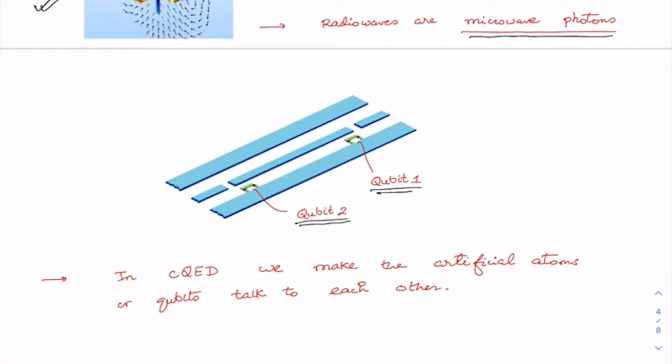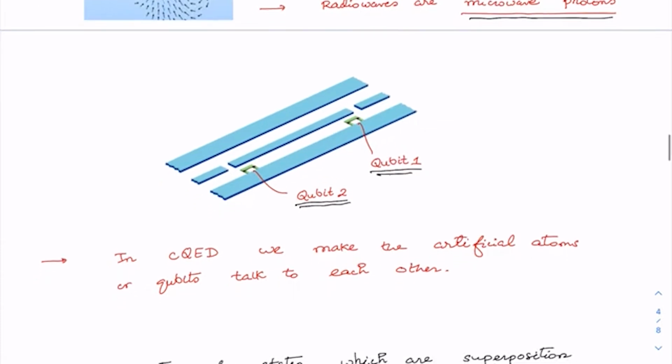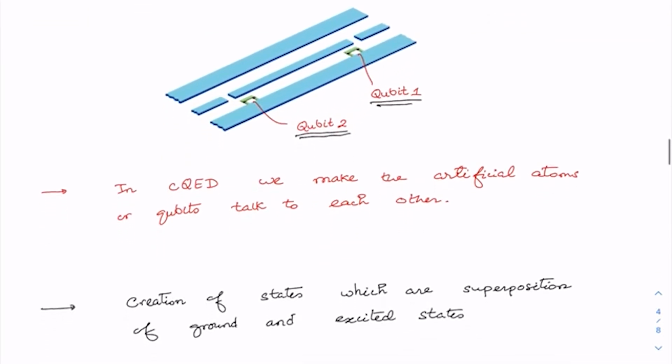And in circuit QED, I have just shown only 2 qubits. There would be numerous such qubits, and in circuit QED we get these artificial atoms talking to each other by exchanging microwave photons, and so we can communicate quantum information from one place to another. Moreover, we can create states which are in a superposition of ground state and excited state at the same time using these electrical circuits or artificial atoms.